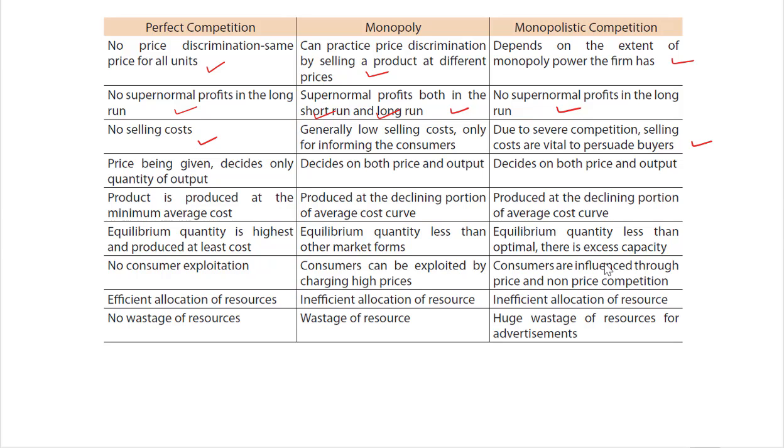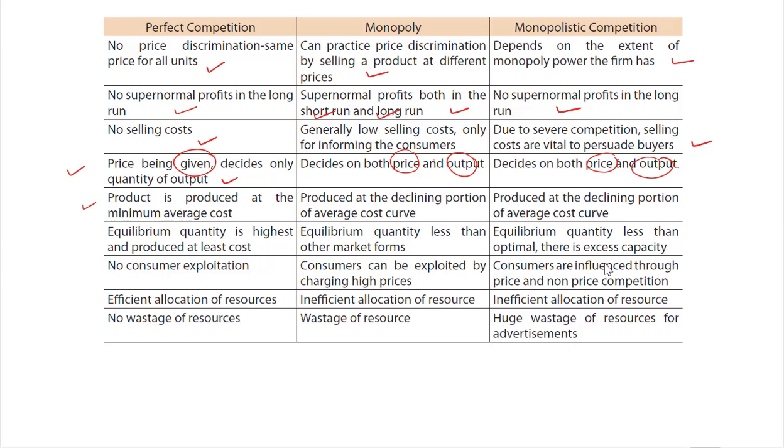In case of perfect competition, price being given, the firm decides only the quantity of output. Price is given or prevailing in the market; we cannot affect the price, but yes, we can affect the quantity of output. In case of monopoly, the firm decides on both the price as well as the output, because the monopolist is the price maker. In monopolistic competition, the firm decides on both price as well as output.